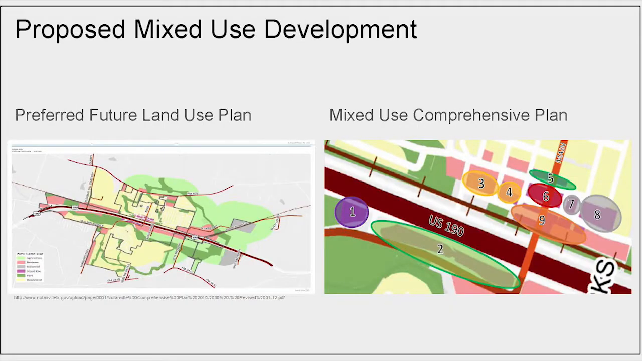Proposed mixed-use development. The urban planners looked at the mixed-use areas in the preferred future land use plan from the Nolanville Comprehensive Plan, which is seen here on the left. On the right is a zoomed-in concept plan numbering each of the mixed-use areas from the preferred future land use plan. By taking into consideration the surrounding land uses, the planners came up with the land uses that will be the best fit for each section.